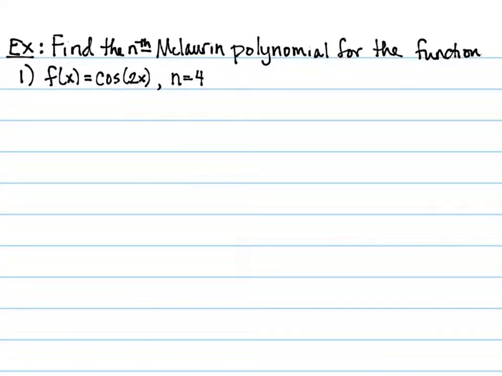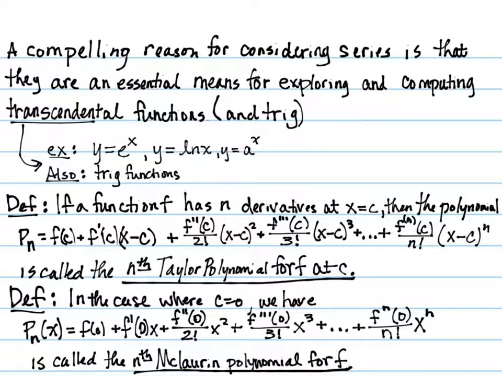Okay, so let's take a look. What I have to do is find all of these derivative values, right? I need the original function, I need the derivative. Actually, I'll use my Maclaurin one since I'm talking about that one. I have to find the original function at 0, the derivative at 0, the second derivative at 0, the third derivative at 0, all the way to, in our case, the fourth derivative at 0. That's what I have to do.